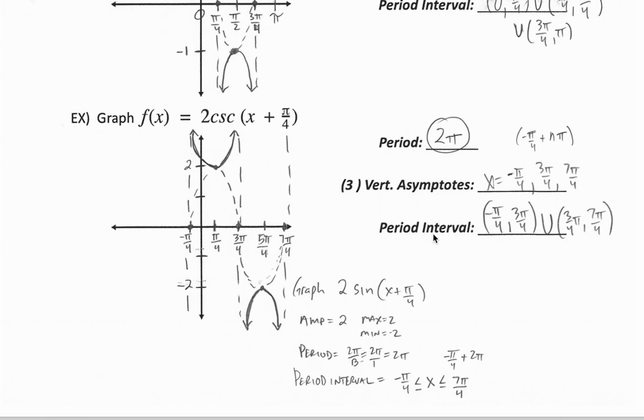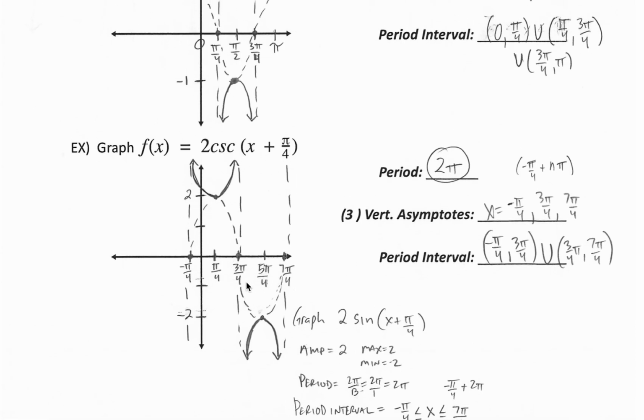Period interval for this one in particular would be from our left endpoint, which was our first asymptote, over to our next asymptote at 3 pi over 4. And then starting from 3 pi over 4 over to the next asymptote at 7 pi over 4. That gives us our period interval for this particular graph. So that's cosecant.